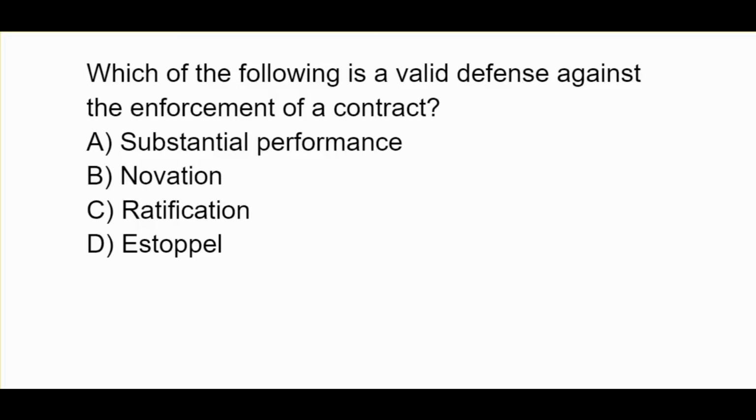Which of the following is a valid defense against the enforcement of a contract? A. Substantial performance. B. Novation. C. Ratification. D. Estoppel.